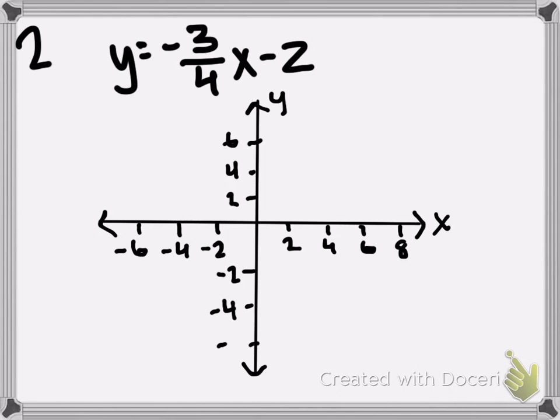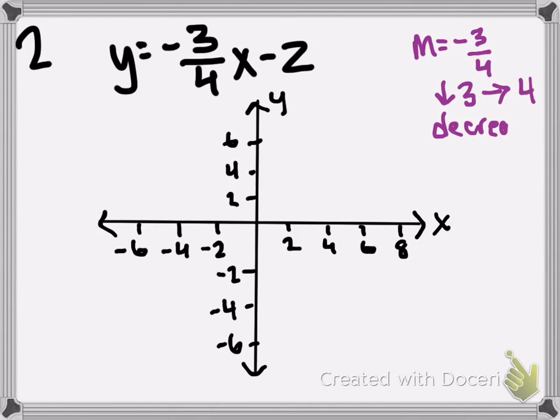So all we want to know on this question is, can you graph a line or graph an equation? So you should know that the slope on this one is -3/4, which is telling you to fall 3 and move to the right 4. So this line is decreasing. And then you should be able to tell that the y-intercept is 0, -2.